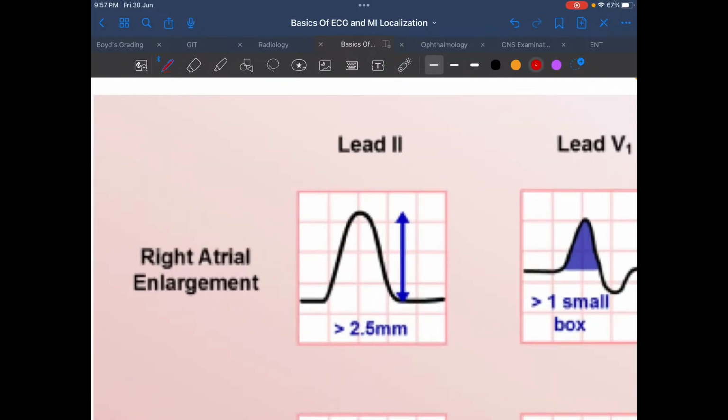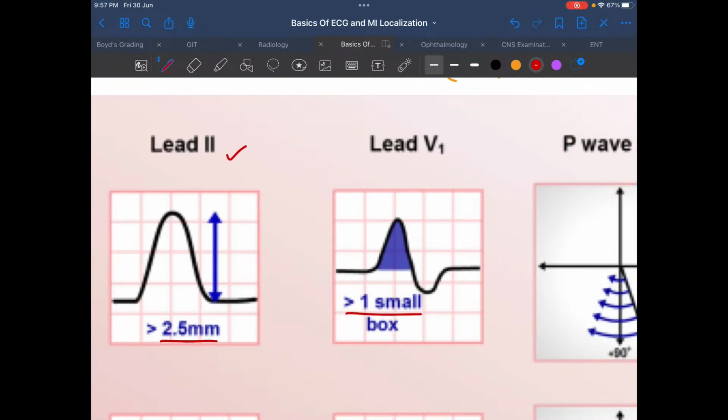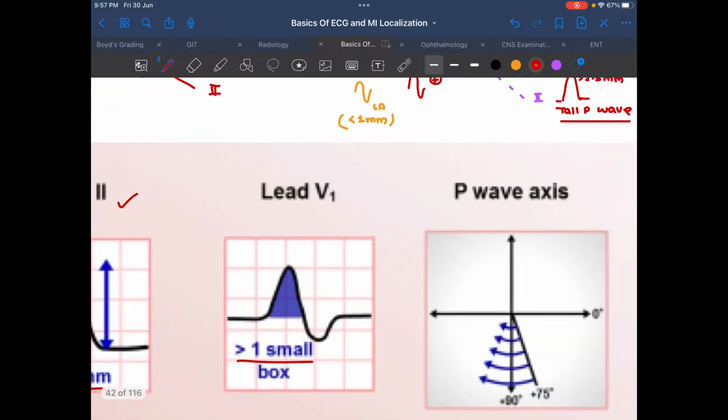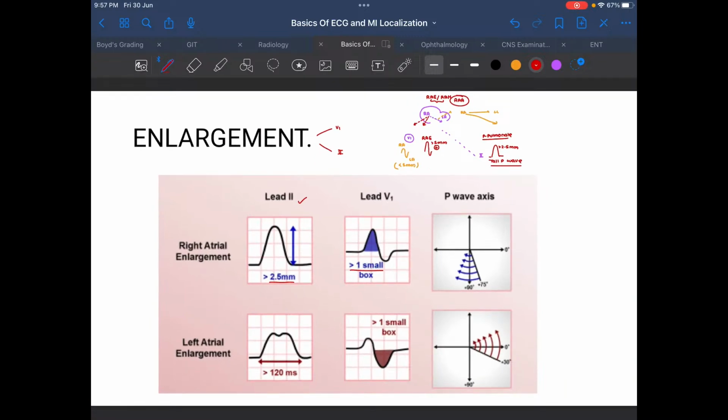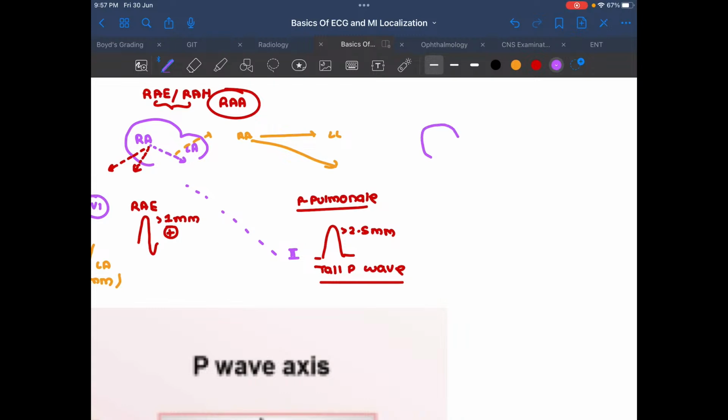In the right atrium, in lead 2 it's going to be more than 2.5 millimeters, and in lead 1 if the positive deflection is more than one small box, then I'm going to say that's right atrial enlargement. What about left atrial enlargement now? The opposite will happen over here. If this is my right atrium, smaller, and this is my left atrium, which is bigger, what's going to happen?